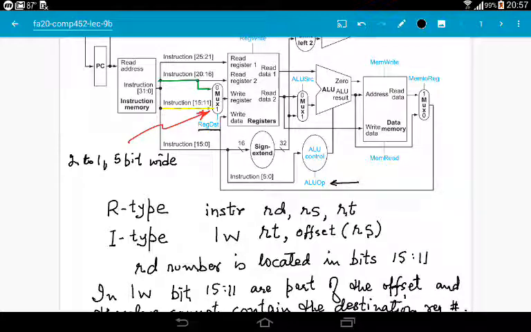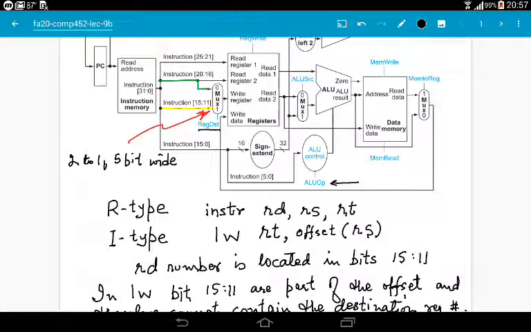There is one exception here, and I should tell you that exception. There is one case in which the instruction is I-type but ALU source is 0, and that is when the processor is executing the branch if equal instruction. That is an I-type instruction, but ALU source is set to 0.